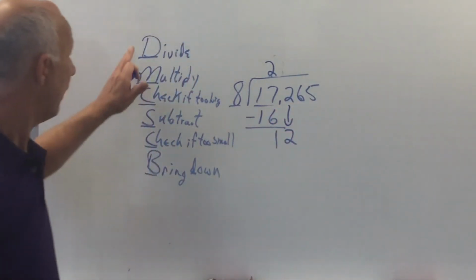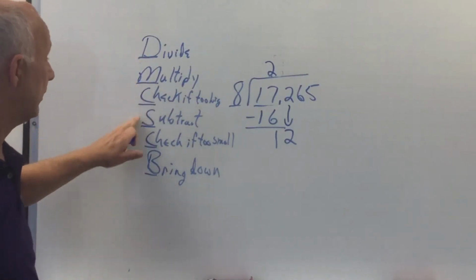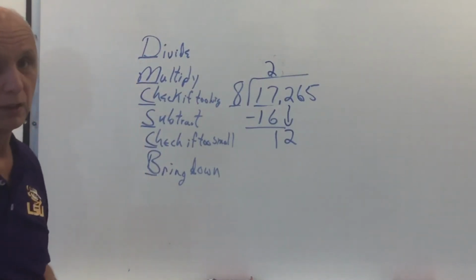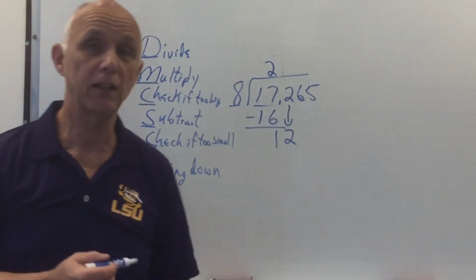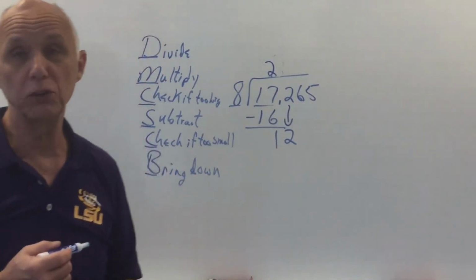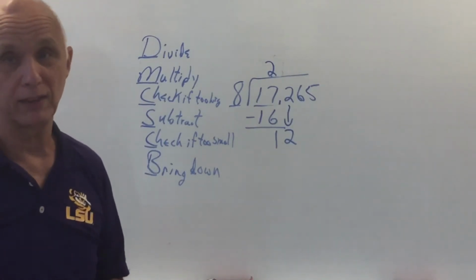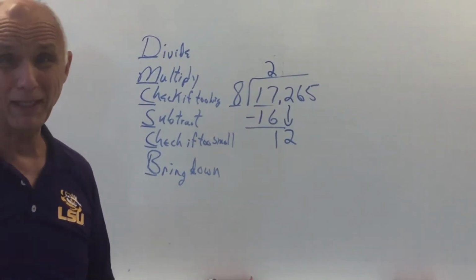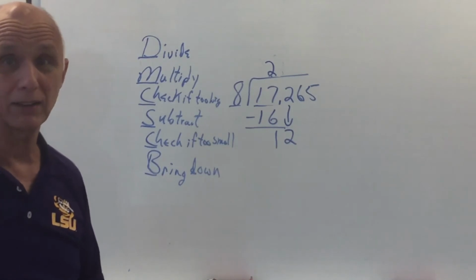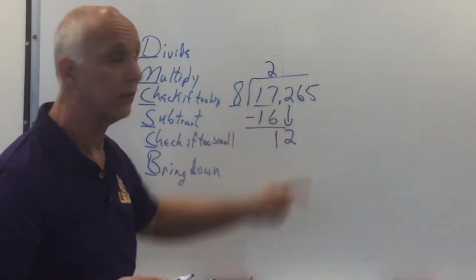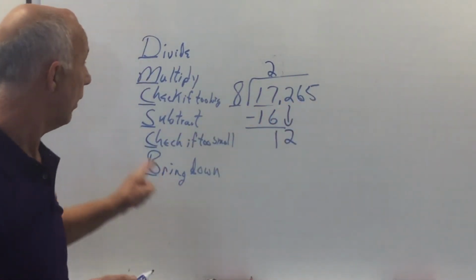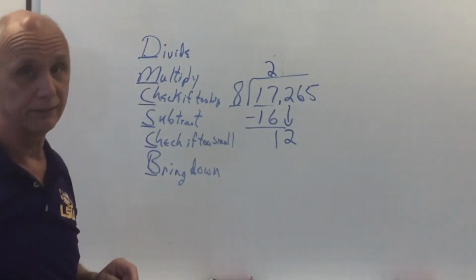And that's how the process works. Divide, multiply, check if too big, subtract, check if too small, bring down. But now I have to repeat the process. And you go, how many times do I have to repeat the process? And I say, until you bring down the last number. So we go back to the top to divide again.